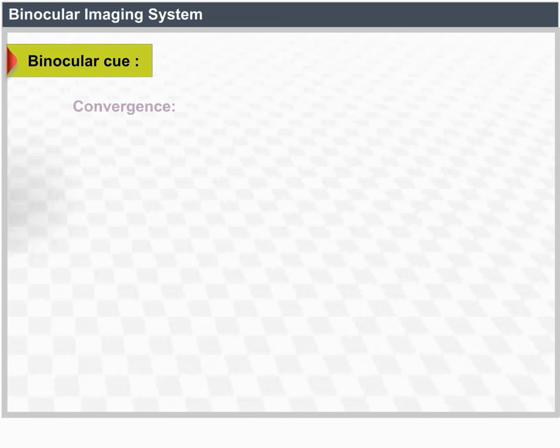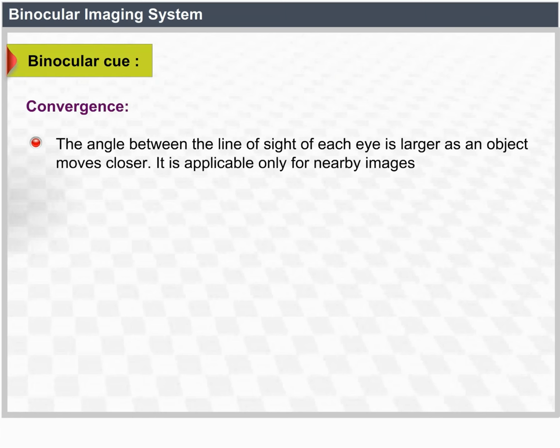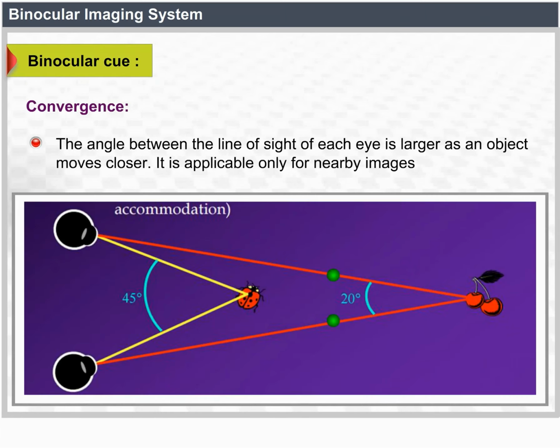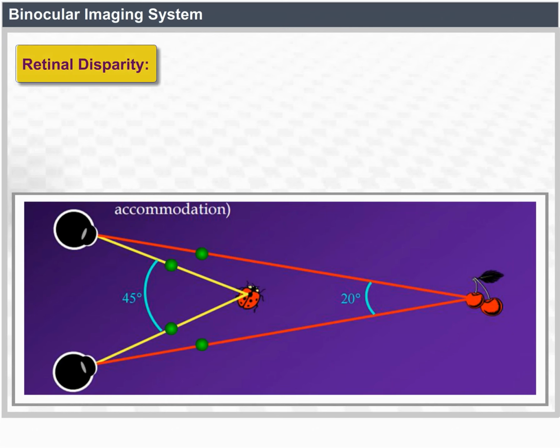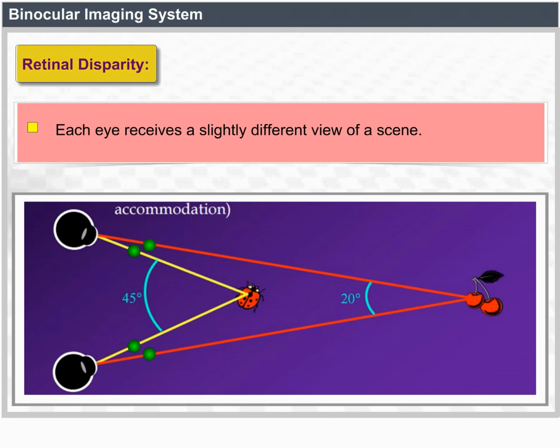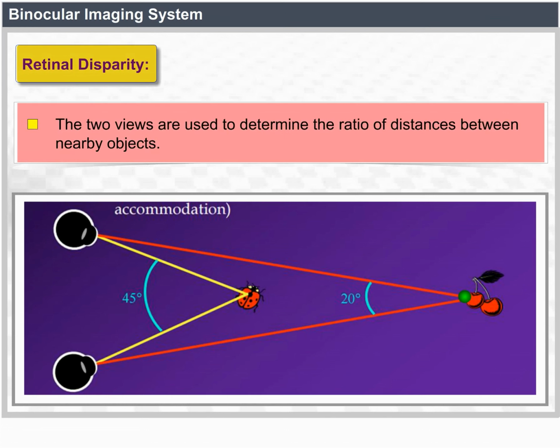Binocular cue. Convergence. The angle between the line of sight of each eye is larger as an object moves closer. It will work for nearby images. Retinal disparity. Each eye receives a slightly different view of a scene. The two views are used to determine the ratio of distances between nearby objects.